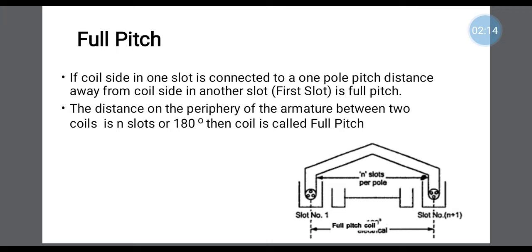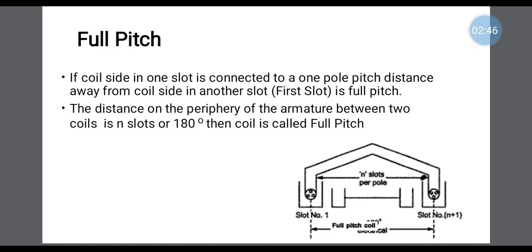If it is 18 slots in the total armature and two poles are there, 18 divided by 2, we call it 9. So n will be 9, so 9 slots will be there. Or otherwise 180 degrees, then the coil can be called full pitch. That means if the distance on the periphery of an armature between the two coils is n slots or 180 degrees, then the coil is called full pitch.